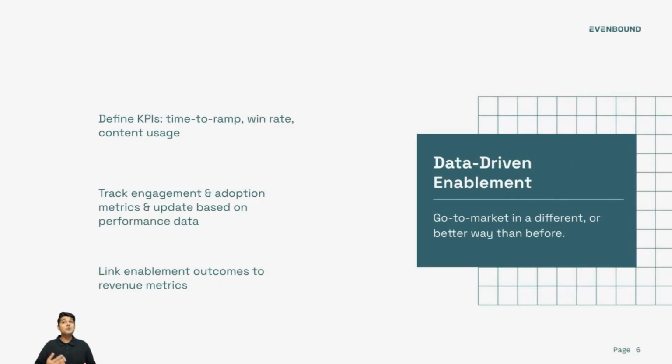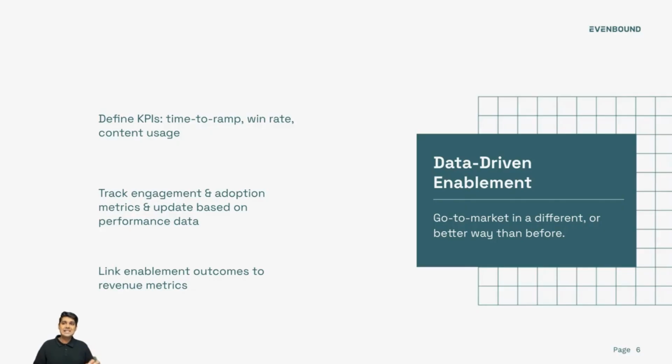Let's talk about how to make enablement data driven. You can't improve what you don't measure, and enablement is no exception. So, the first metric that you should be measuring is ramp time. Track the time to first deal closed and the time to hitting full quota. Your goal should be to continuously reduce this. If you can reduce ramp time from 90 days to 45 days, that's an additional 45 days of productivity from each new hire. Now, when you multiply that across all of your hires, the impact is enormous.